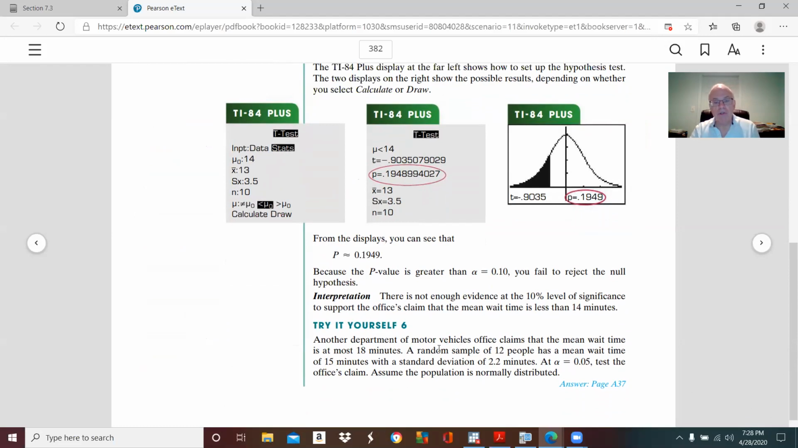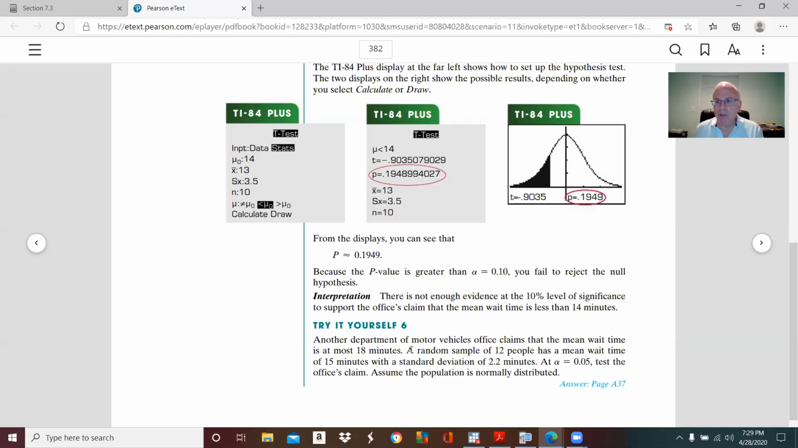Well, here's a good example right here. So let's take a look at try it yourself, number 6. And I hope you have a pencil and paper with you so you can jot down this information. It says another Department of Motor Vehicles office claims that the mean wait time is at most 18 minutes. Notice that term, at most.